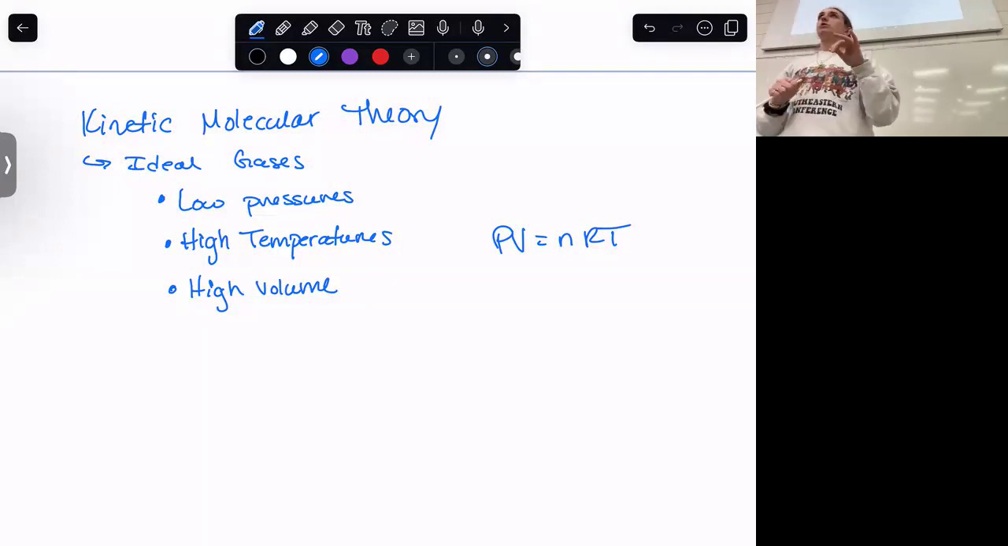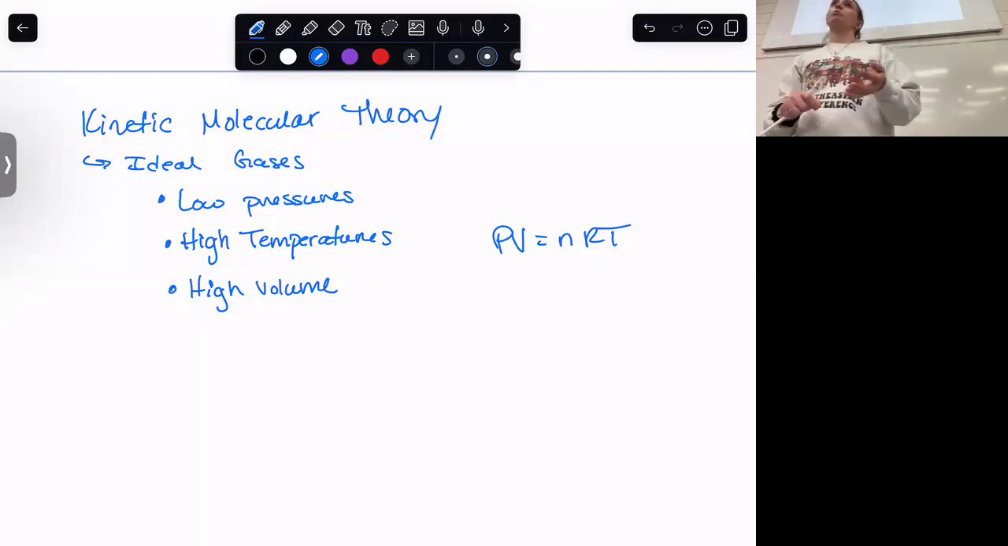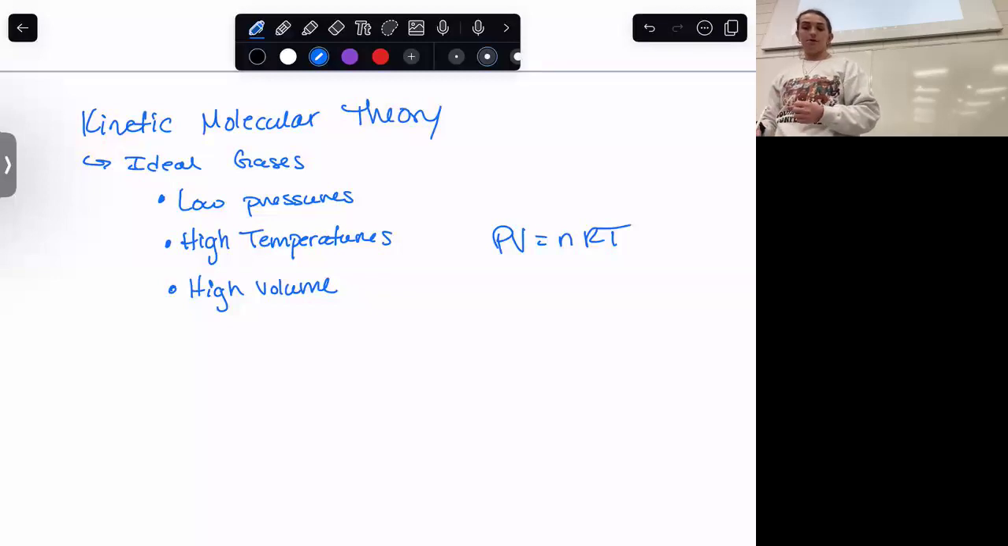And then what kind of relationship do we have between volume and temperature? They're directly proportional. And so when we look at high volume, we also could have high temperature, or higher temperature means higher volume. And so that all makes sense according to PV equals nRT. These are all ideal conditions, and that's why PV equals nRT works.